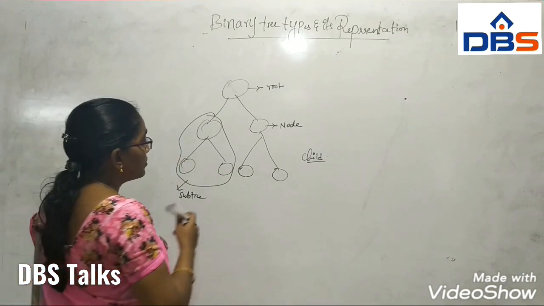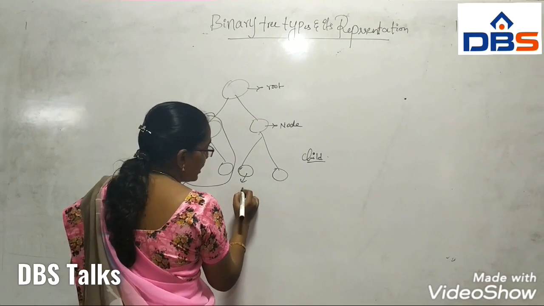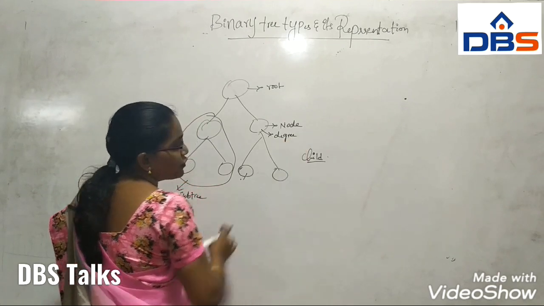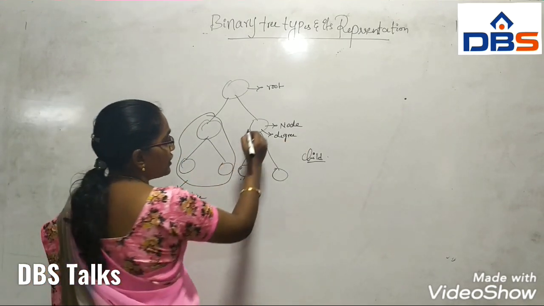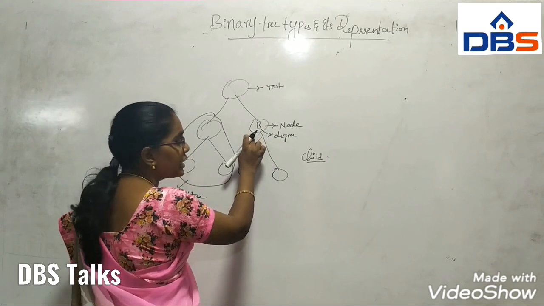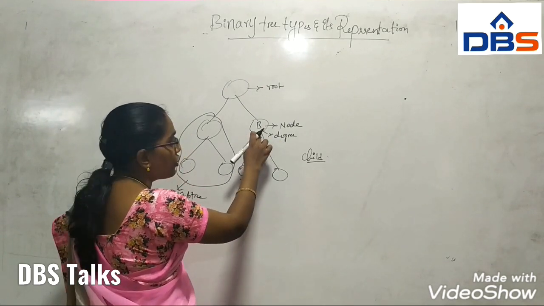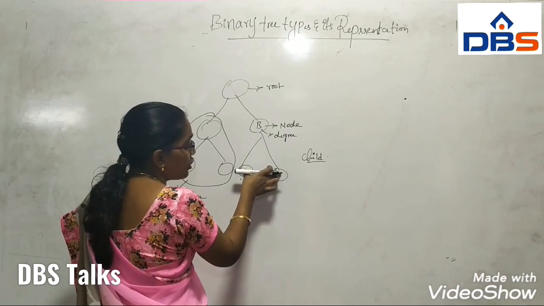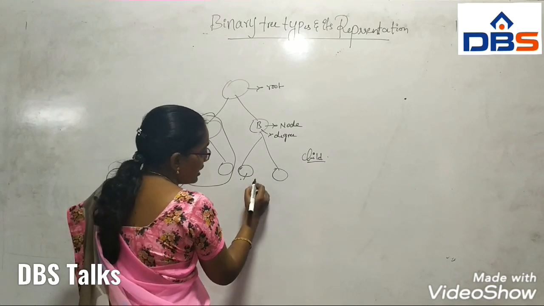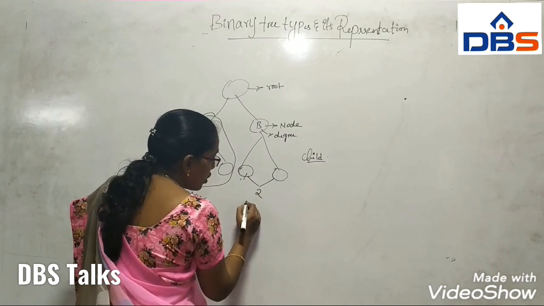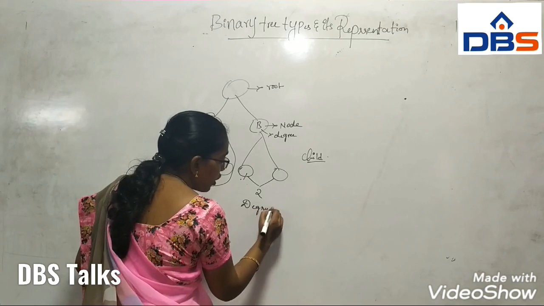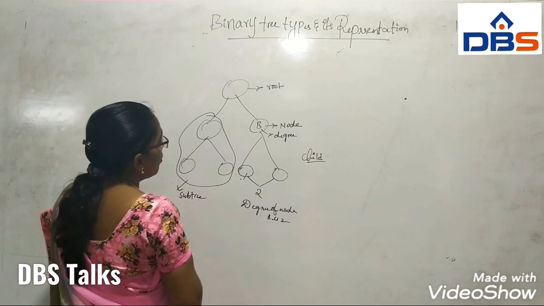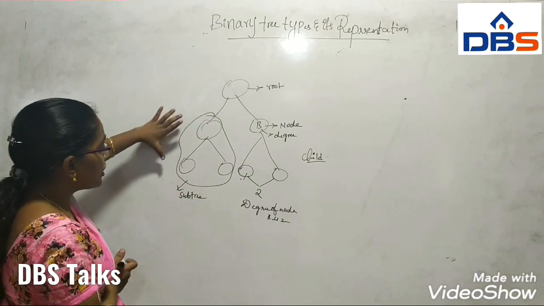If you want to calculate the degree of a particular node, you have to find the number of children of that node. Suppose it is node B. To calculate the degree of node B, first we have to see how many child nodes there are for node B. Here the number of child nodes is 2. So the degree of node B is 2.